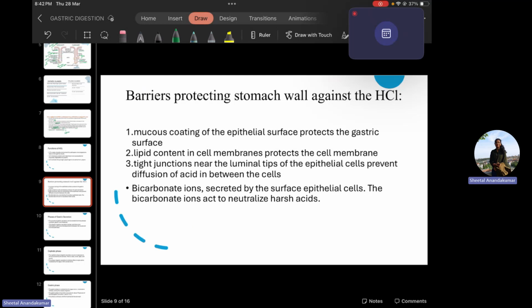The first one is the mucus coating of the epithelial surface, then the lipid content in the cell membranes, then the tight junctions near the luminal tips of the epithelial cells, which prevent diffusion of acid in between the cells, and the bicarbonate ions secreted by the surface epithelial cells. This is there for neutralization of the acids.